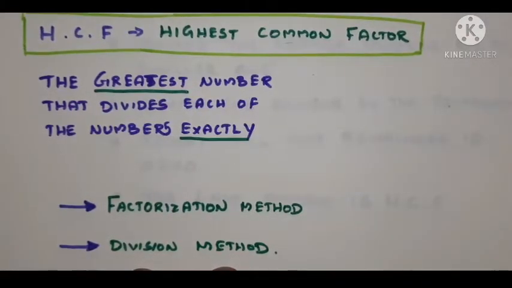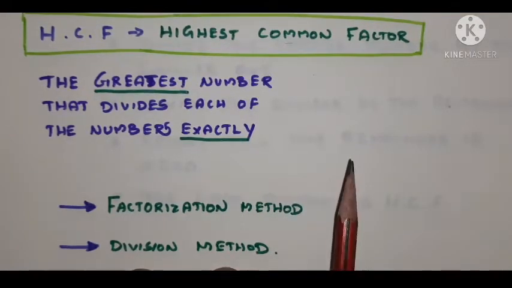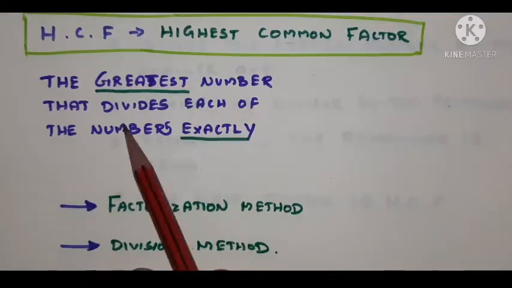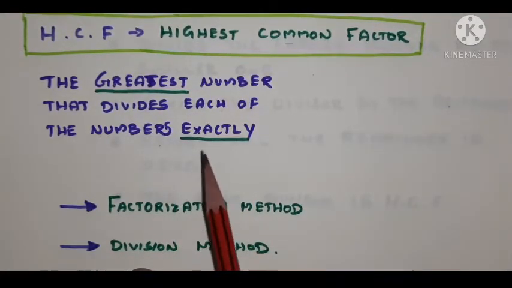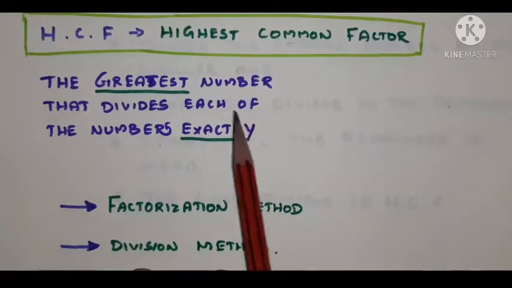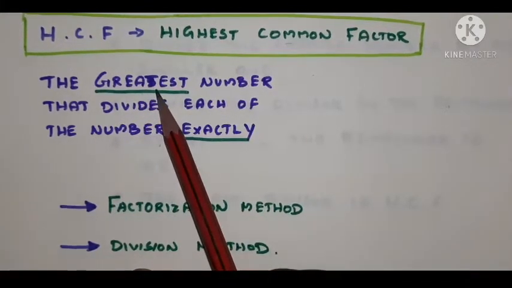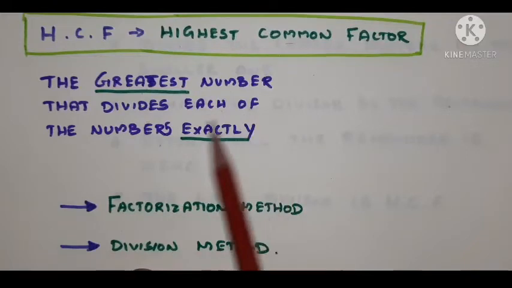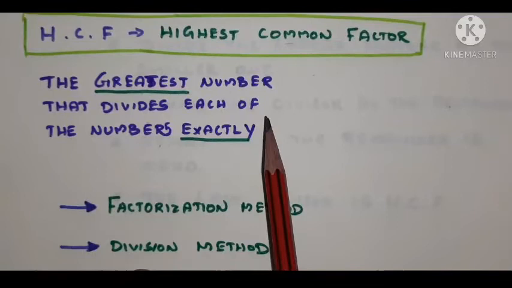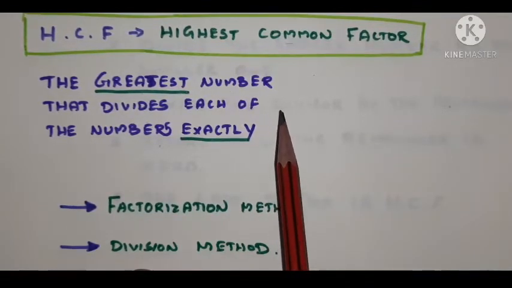So HCF is called highest common factor, whereas the other names we mentioned earlier are GCM, greatest common measure, or GCD, greatest common divisor. So what does it mean exactly? The greatest number that divides each of the numbers exactly, meaning without any remainder. Look here, it's an important one. The greatest number that divides each of the numbers exactly is called the highest common factor.